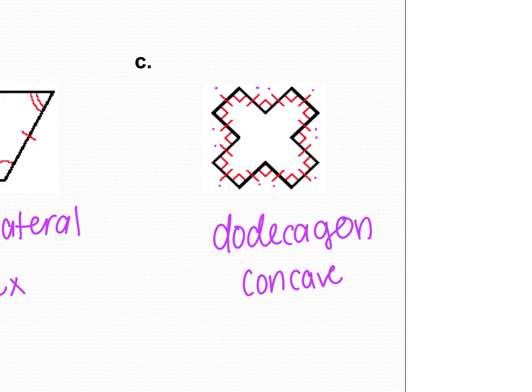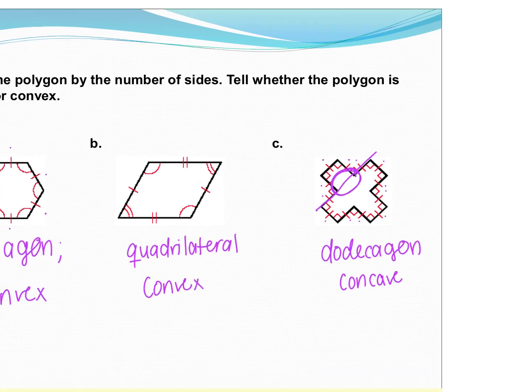Concave or convex? Good. Concave. It caves in if I were to draw a line. It caves in right here, or obviously other places, but this is concave. As long as one does it, it's concave.